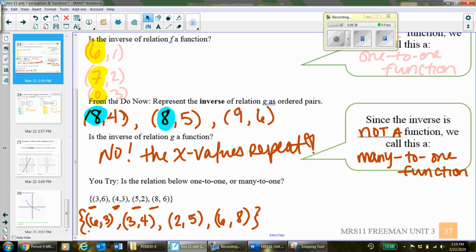So now that I've written the inverse by switching the x and y values, do any of my x values repeat? They do. The first x value and the last x value, 6, repeats, which means it's not a function as an inverse, so it's many-to-one.